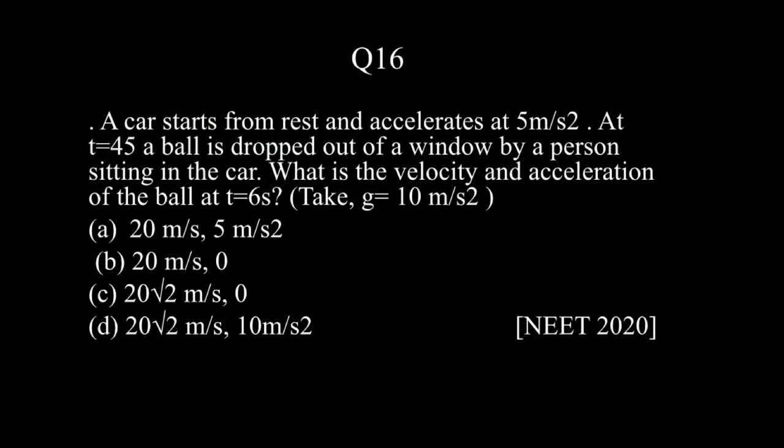The car starts from rest and accelerates at 5 meter per second square at t is equal to 0. At t is equal to 4 seconds, a ball is dropped out from a window by a person sitting in the car. What is the velocity and acceleration of the ball at t is equal to 6 seconds?